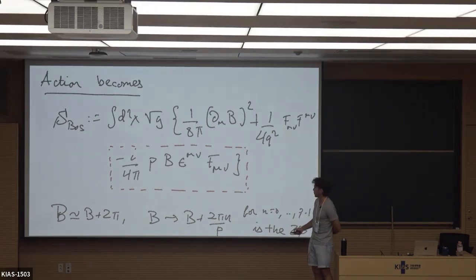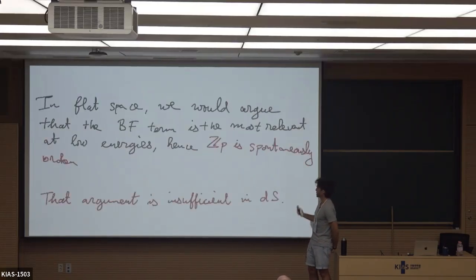Okay? So just to recap, this B is quantized, B plus 2 pi, and the ZP chiral symmetry of the fermion appears as this 2 pi n over p shift of B. So the 2 pi n over p shift of B is the avatar of the preserved chiral symmetry of the theory. If P were 1, there would be no global symmetry in the theory. Okay? Is that clear?